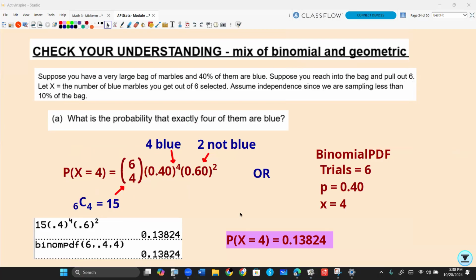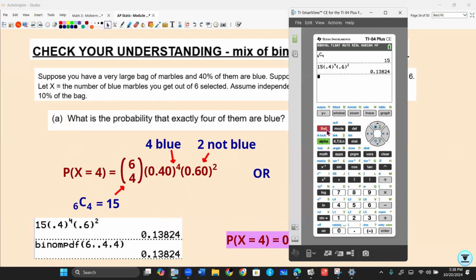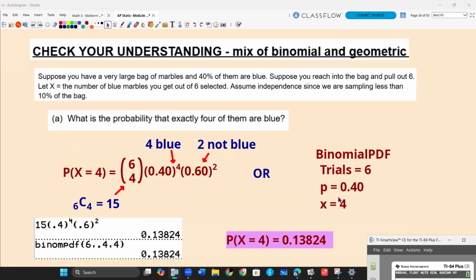We can also use binomial PDF since it's a specific amount. So in your calculator, binomial PDF would be second vars, go down to binomPDF. I write binomial, not binom. 6 trials, probability is going to be 0.4, and we want exactly 4 of them to be blue. And so there's your 13.82% as well. So either way is fine. If you're going to do it this way, make sure you write out all of your inputs, not just the number, comma, number.